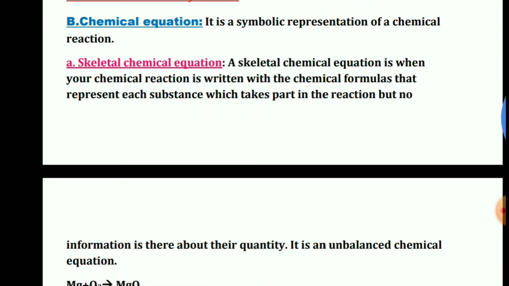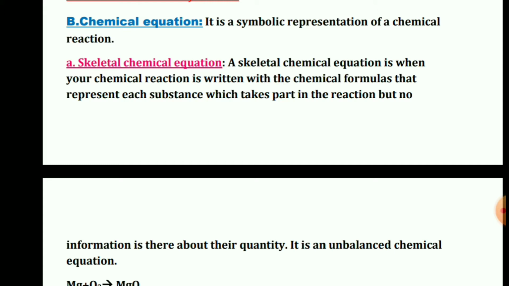Now let's see the second way. The second way is chemical equation. It is a symbolic representation of a chemical reaction. Now in this, instead of using words, you use the chemical formulas to make your work easier, because even word equations might become tedious, as every time you have to write the words. So now we decreased our work further and reduced it to formulas.